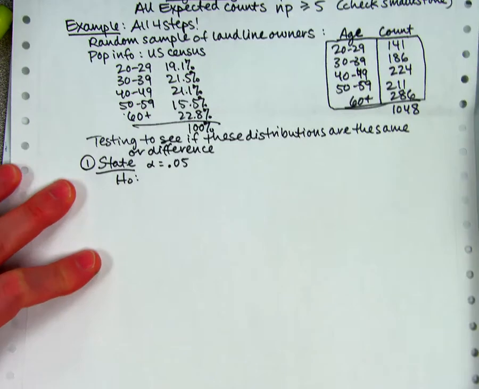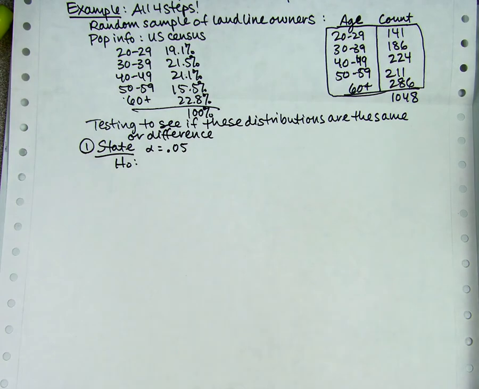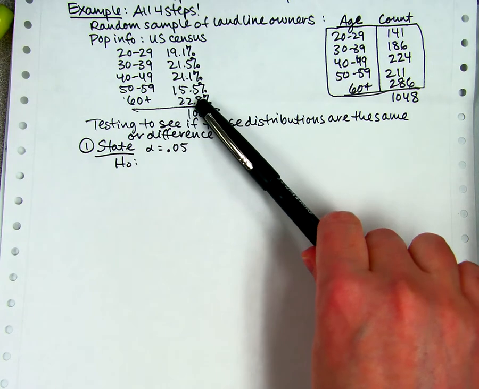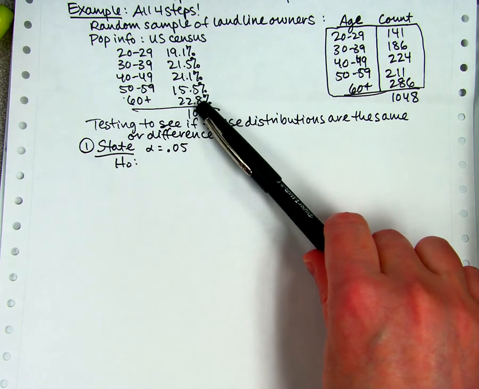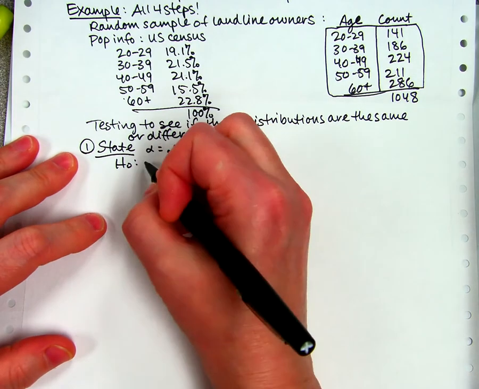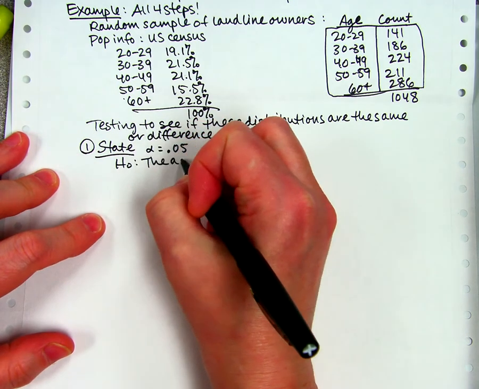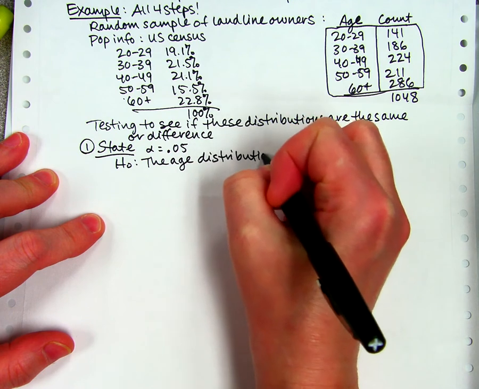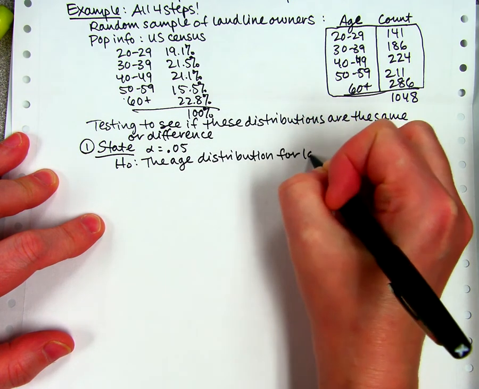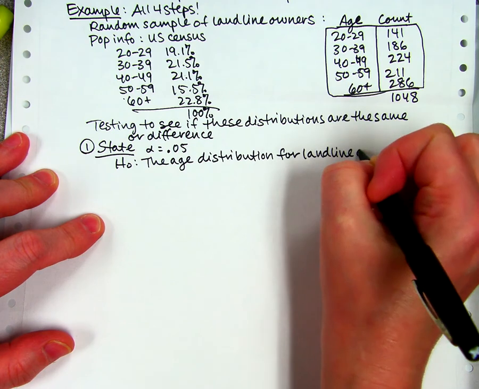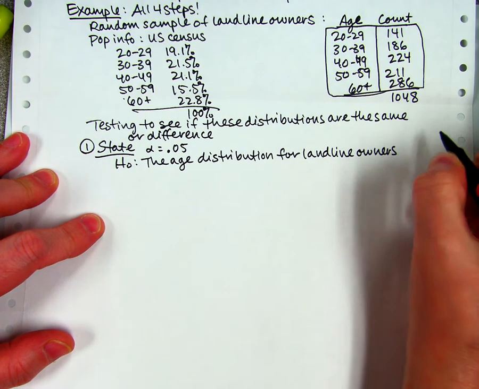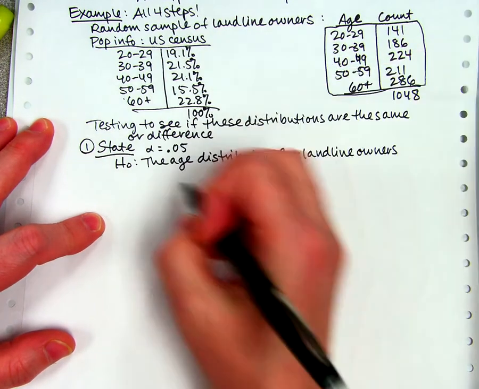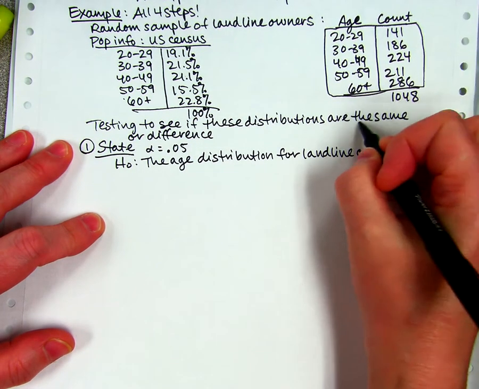Remember, in this chapter, the hypotheses are usually written in words. So we could, if we wanted to, write out all 5 of these as our null hypothesis, and that's a pain, but what's usually done is it's written as a sentence. So let's go: the age distribution for landline owners, people with a landline phone, matches the census proportions. So that is what our null hypothesis is. Our null hypothesis is that they're the same.